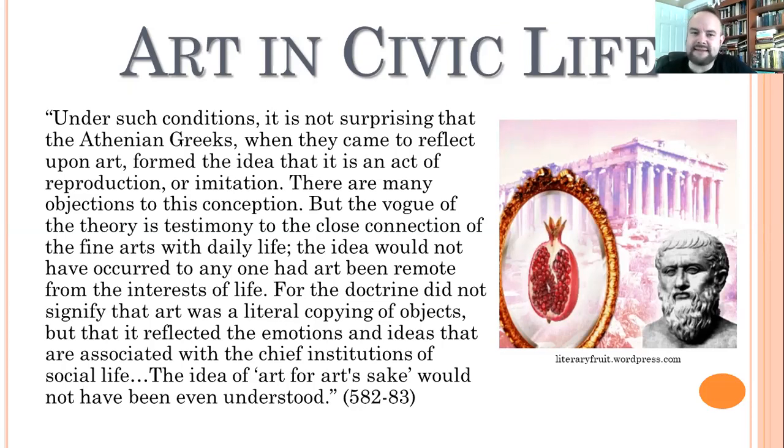For the doctrine did not signify that art was a literal copying of things. Again, he doesn't agree with it, but it reflected the emotions and ideas that are associated with the chief institutions of social life. Right? So you can't separate the art from the social context. And so the idea of art for art's sake, which is really something more modern, right? That term, art pour l'art, is how the French came up with this. I forgot the theorist, but art for art's sake. You just make art for its own sake. You're not trying to fulfill a civic function.